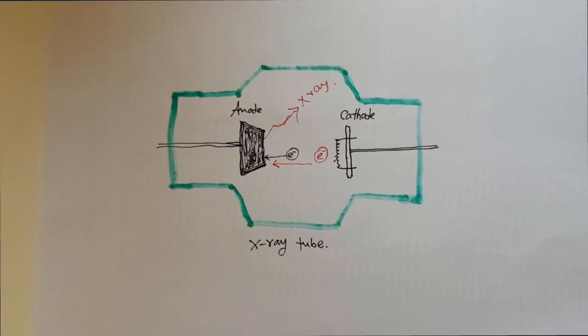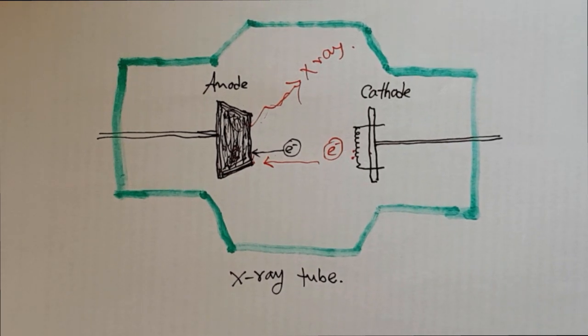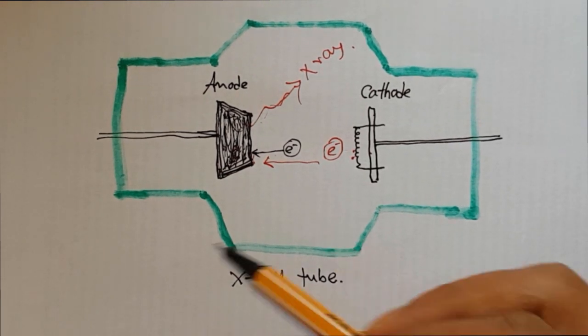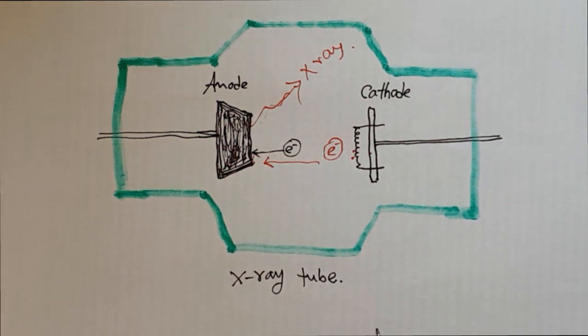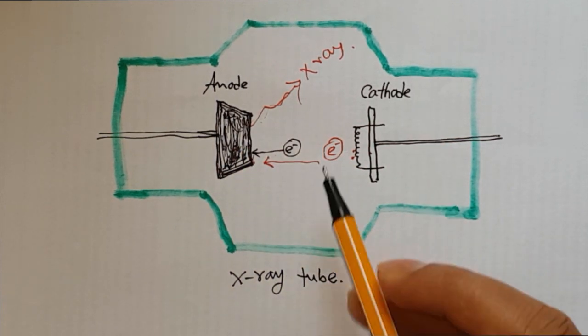To explain how exactly X-ray is generated, I have to draw a diagram. This is the simple diagram of an X-ray tube, and this tube is normally a vacuum tube because normally X-ray is generated in a vacuum. So we call it an X-ray tube. This X-ray tube has a lot of components. Out of them there are two basic main components. We call them anode and cathode.